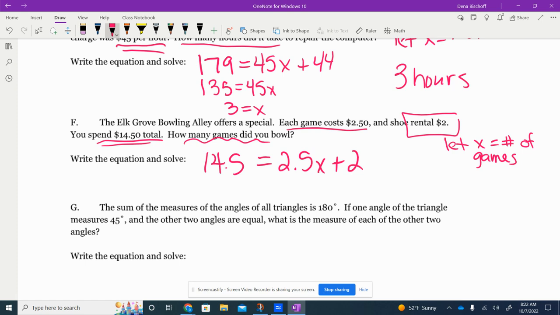So let's see. I'm going to subtract 2 from both sides in my brain. So that gives me 12.5 equals 2.5x. Let's see. I know that 25 goes into, I think about that 2.5 as 25 cents. 25 cents makes $1 4 times, right? 4 quarters and $1. And then because I just moved the decimal over once, if I move the other one over once, I have $1.25. So that's 5. 5 equals X. So I think I bowled 5 games. Did I do that right? Is someone checking our math here?